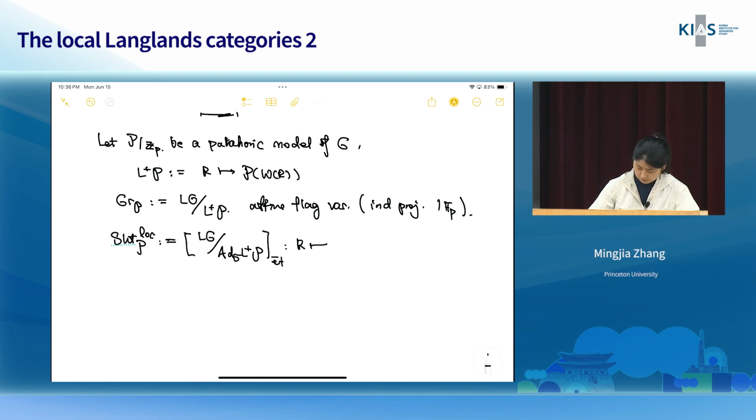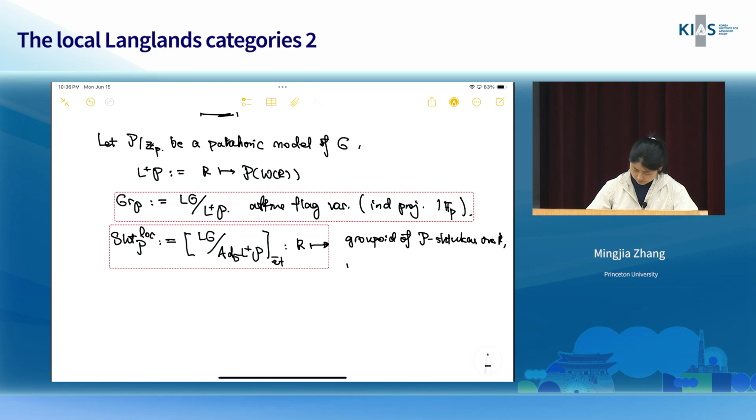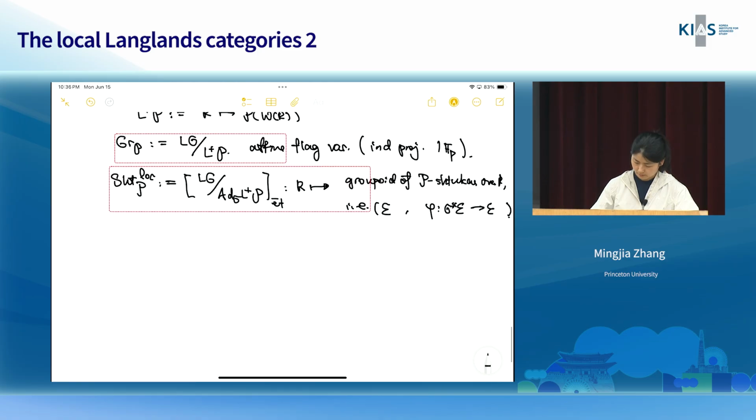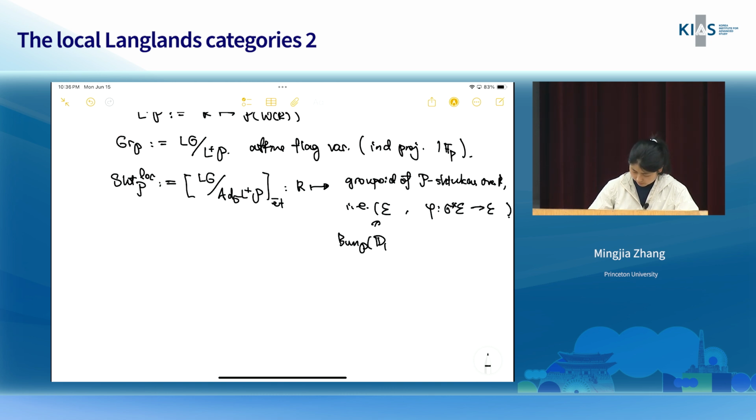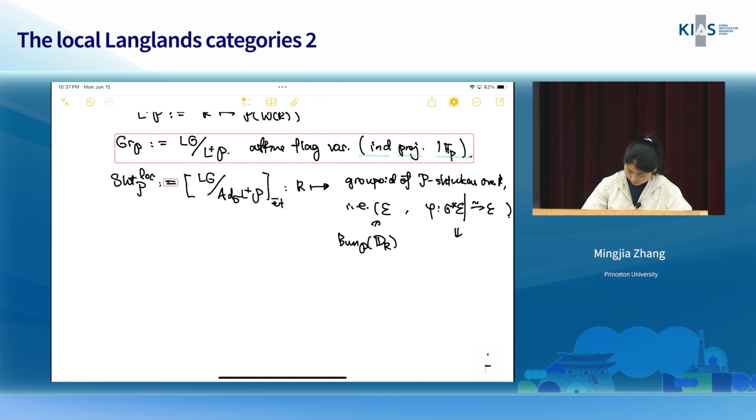Alternatively, the moduli interpretation of this is that you send a test object R to the groupoid of P Stukas over R, i.e. just a pair E and phi, which is similar to isocrystals, except that here you require E to be a G bundle, a P bundle, sorry, on the whole disk, so without the puncture, and that's why you need this integral model of G. And then phi is a meromorphic map from sigma pullback of E to E, where it's an isomorphism when you restrict to the punctured disk.